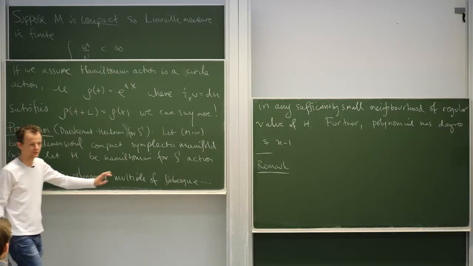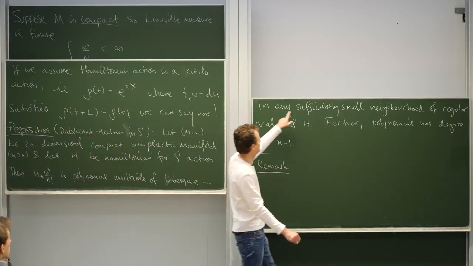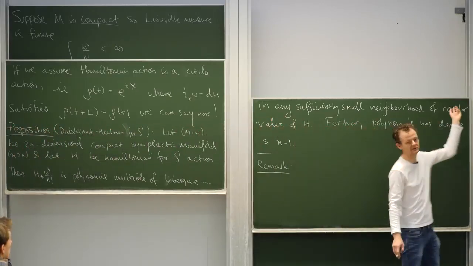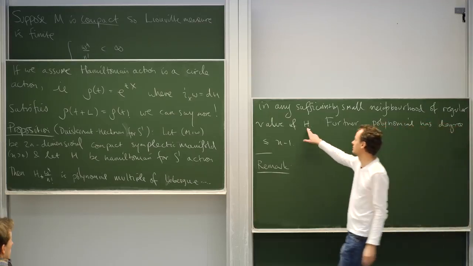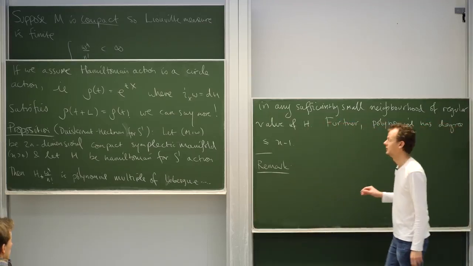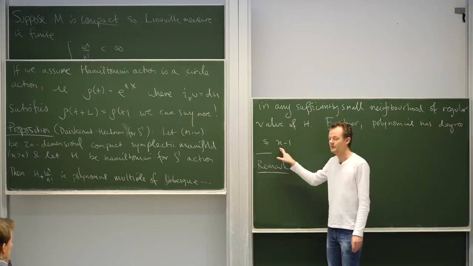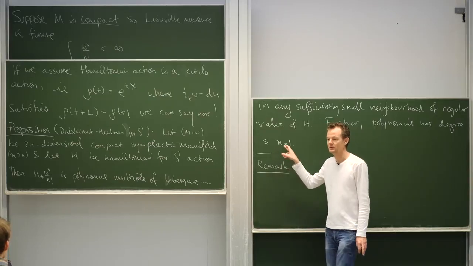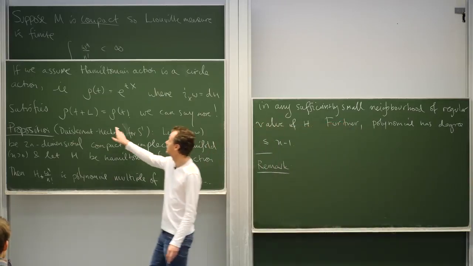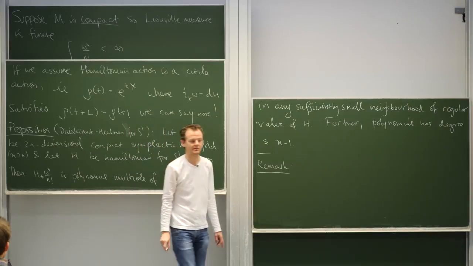There are some conditions, of course. This statement isn't true everywhere, but you've got to be near a regular value of H, so the derivatives are defined. And further, this polynomial has degree less than or equal to n minus 1. It's not even a completely crazy polynomial. This degree is induced by the dimension of this manifold M here.